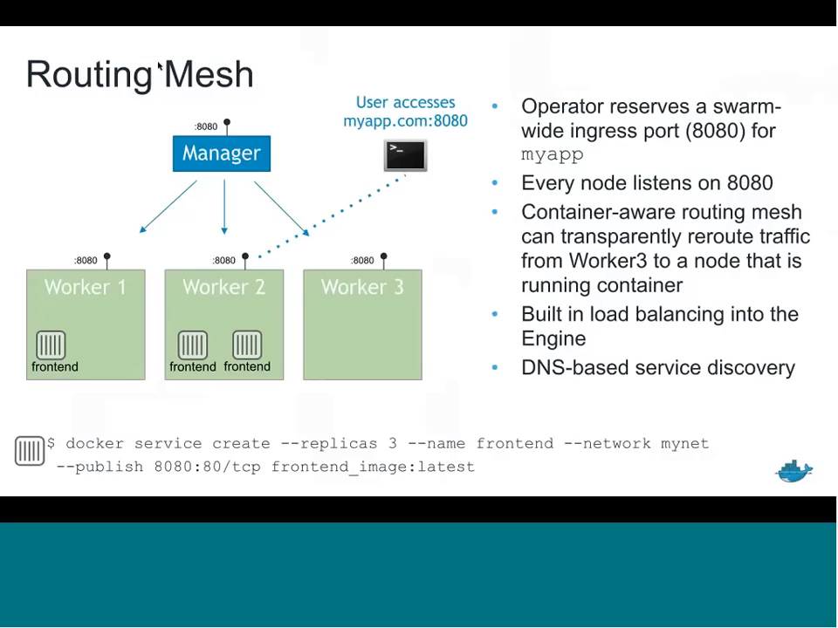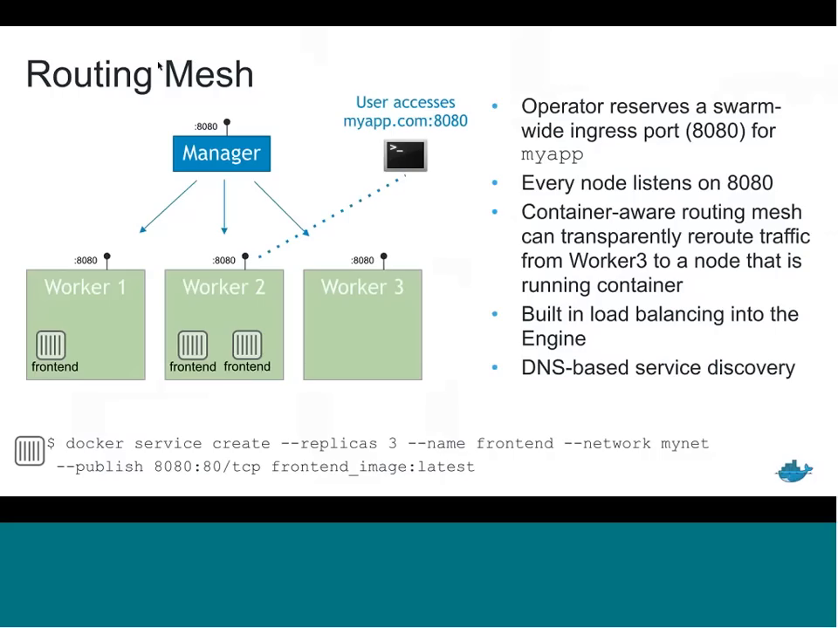So in this example, as you can see here, we can create a Docker service on a given network, and publish. In this case, we publish port 8080 as a publish port, and internally it's mapped to port 80, and we are running some frontend image. Now, as you can see here, the frontend is launched on worker 1 and worker 2, scheduled on them, but worker 3 doesn't have any frontend containers as such.